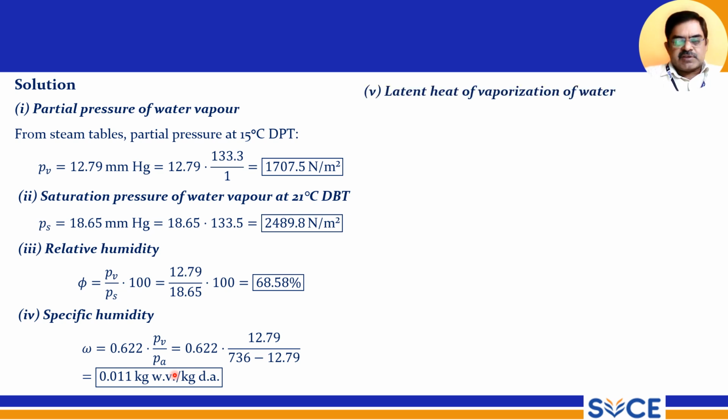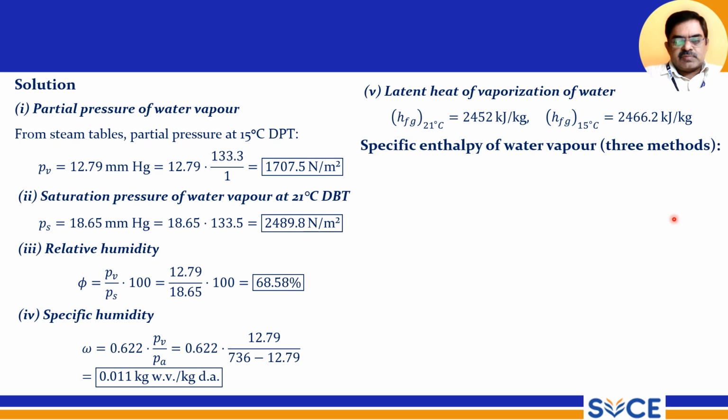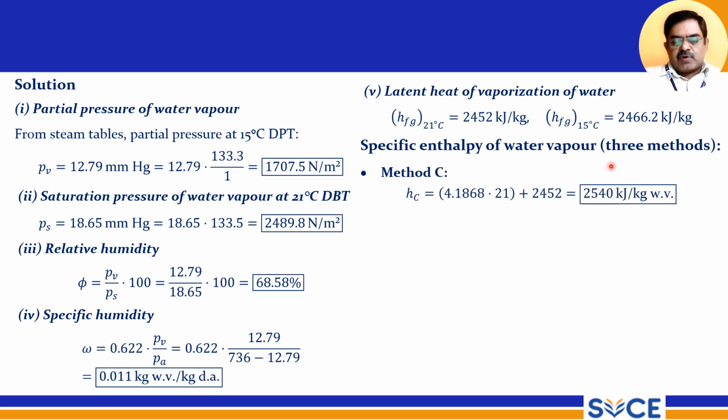The latent heat of vaporization of water, HFG at 21 degrees Celsius, is equal to 2452 kilojoules per kg. This we have to find from tables. HFG at 15 degrees Celsius is equal to 2466.2 kilojoules per kg. And specific enthalpy of water vapor, using three methods, we can do it in three ways. Method C, HC is equal to 4.1868 into 21 plus 2452, so that is equal to 2540 kilojoules per kg of water vapor.